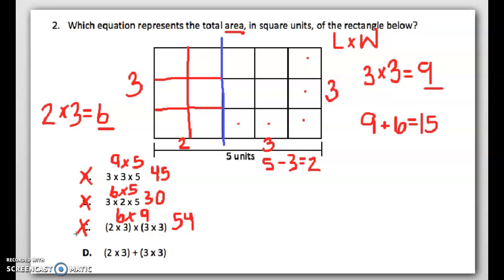All we have left is D, but let's make sure D is correct. So 2 times 3 we know is 6. Just bringing up the plus sign. 6 plus, and we know 3 times 3 is 9. 6 plus 9 equals 15. So we know D is our answer.